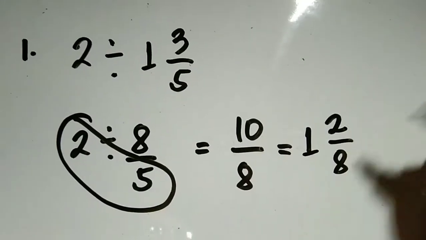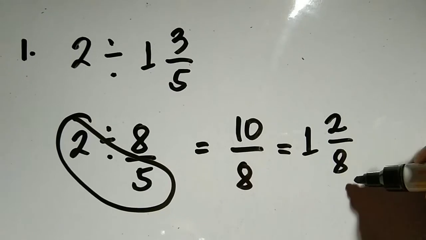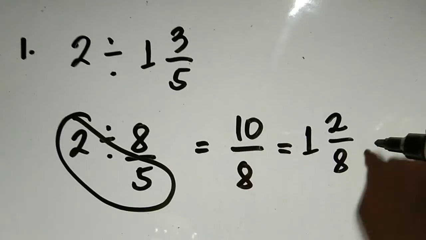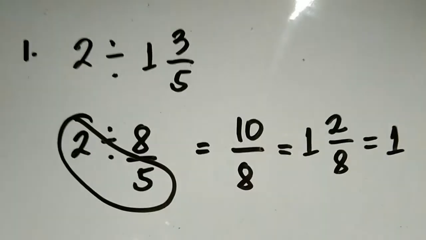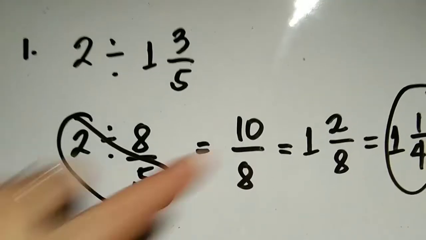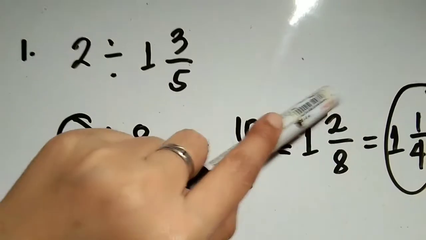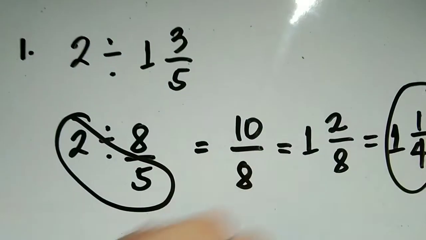So, 2 over 8. And since ang 2 over 8 ay pwedeng i-lowest term at may GCF na 2, magiging final answer natin ay 1 and 1/4. Kasi ang 2 tsaka ang 8, dinivide natin sa 2. So, 2 divided by 2 is 1 and 8 divided by 2 is 4.